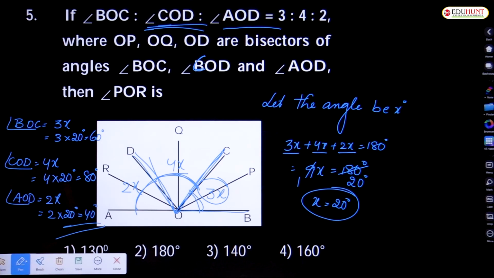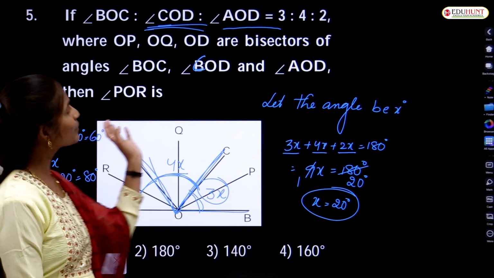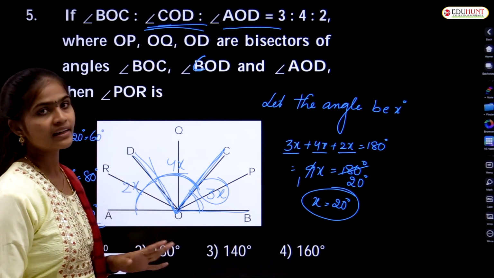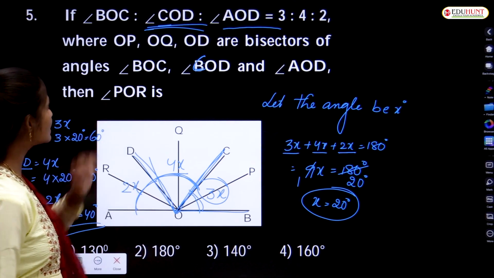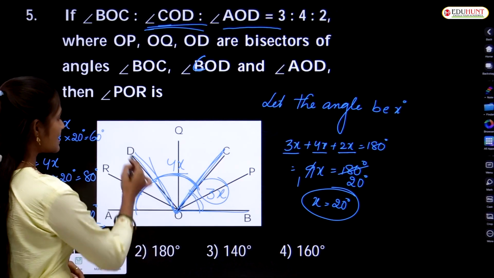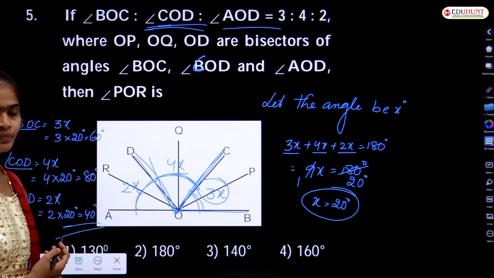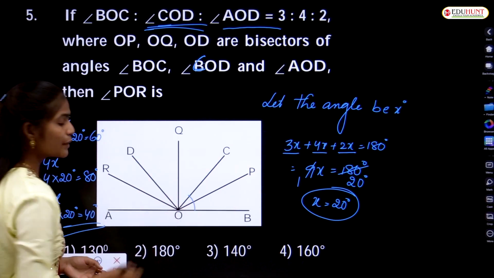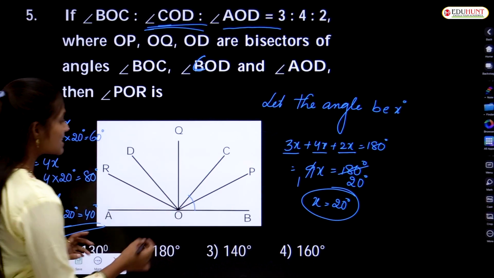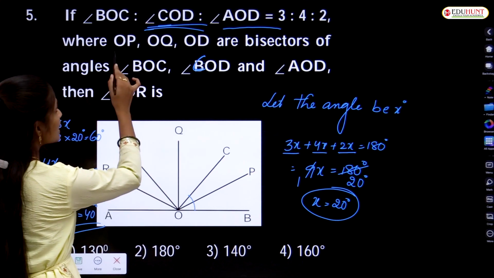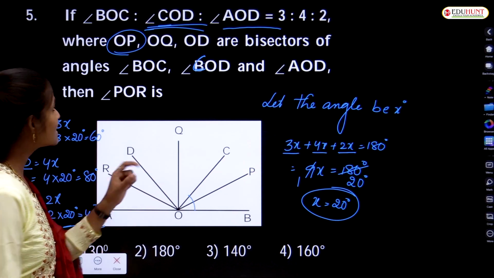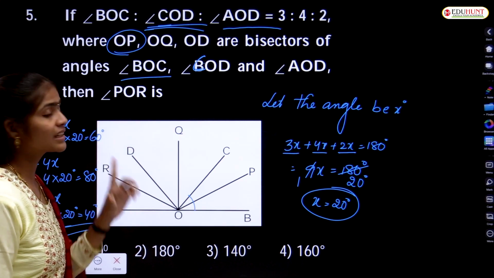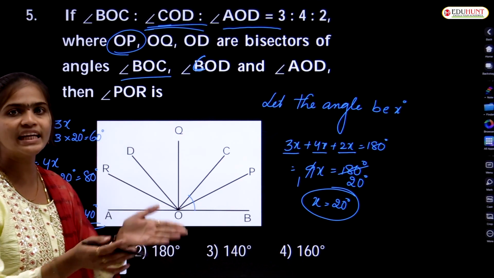Okay, now we have all the measurements, but here some conditions are given. What are the conditions? Here OP, OQ, OR are the bisectors of angle BOC, angle COD, angle DOA. Okay, so let us know that. Here angle BOC, already we know, is 60 degrees. But according to this condition, OP is the bisector of angle BOC. Bisector means an angular bisector that divides the given angle into two equal parts.